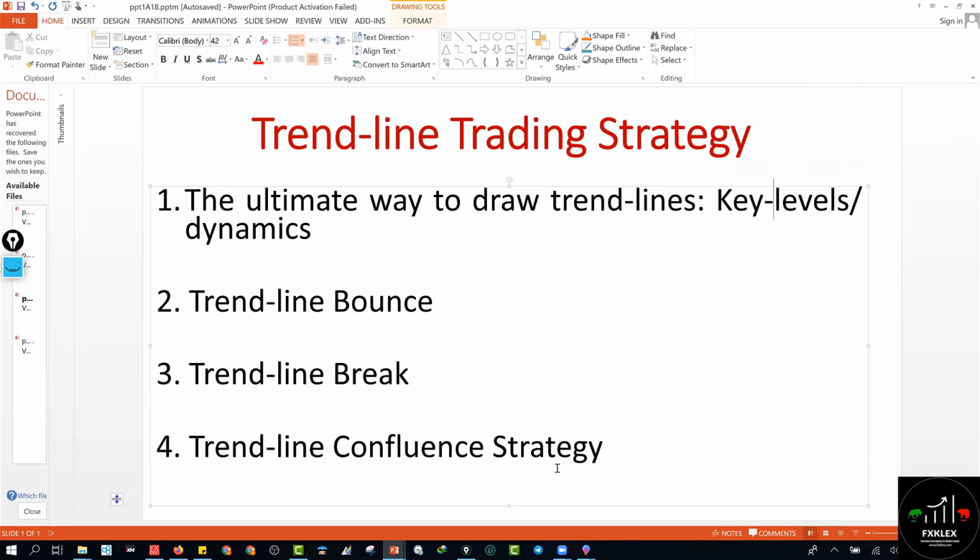If you know how to draw trend lines properly, 50% to 60% of the problem in trading is solved. If you know how to draw it and understand it very well, and if you know how to trade it properly, 50% of the problem in trading is already solved.